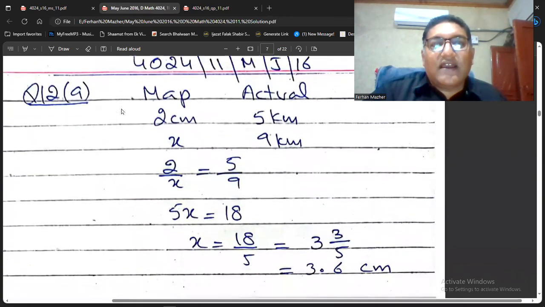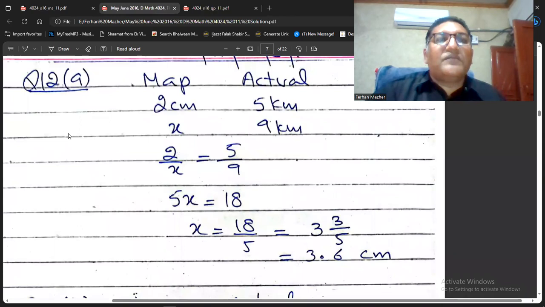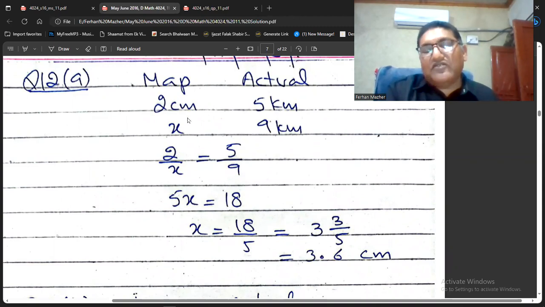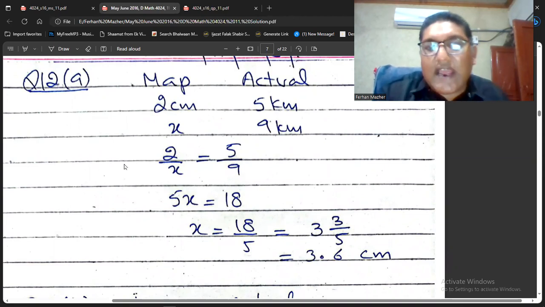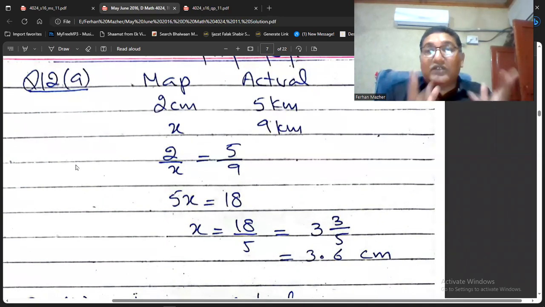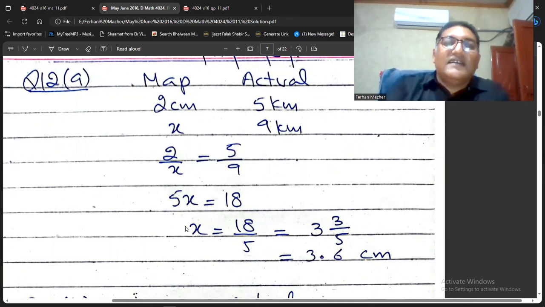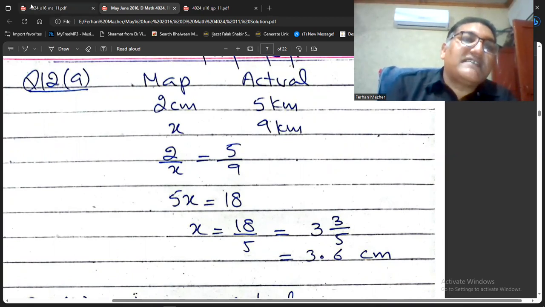So here we have this answer. Map and actual: 2 centimeter represents 5 kilometer, 9 kilometer in actual, how much on the map? So suppose that is X. So it will be 2 by X equals to 5 by 9. Cross multiply here. 5X will be equals to 18. X will be equals to 18 by 5. And that is 3 whole 3 by 5. That's 3.6 centimeter.